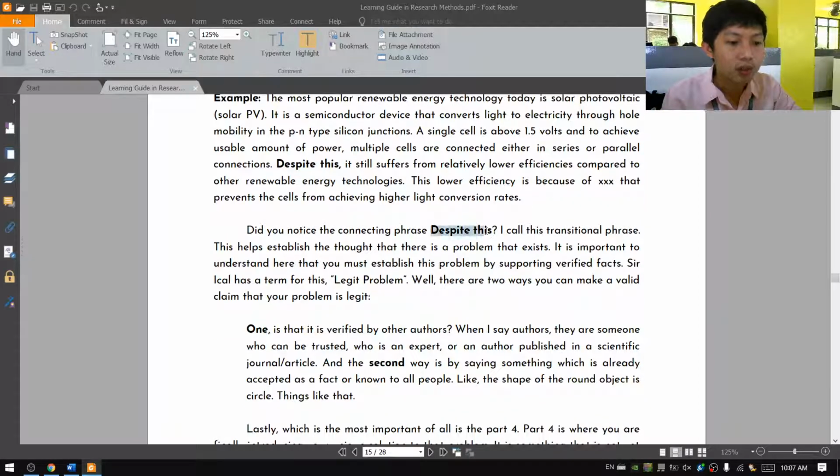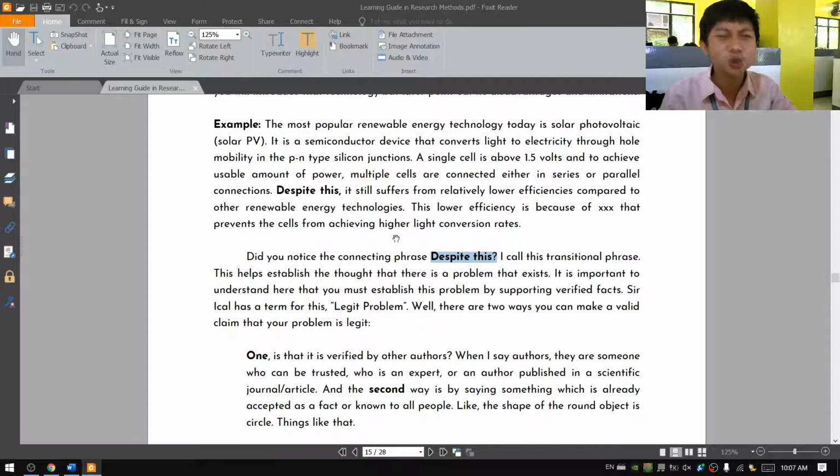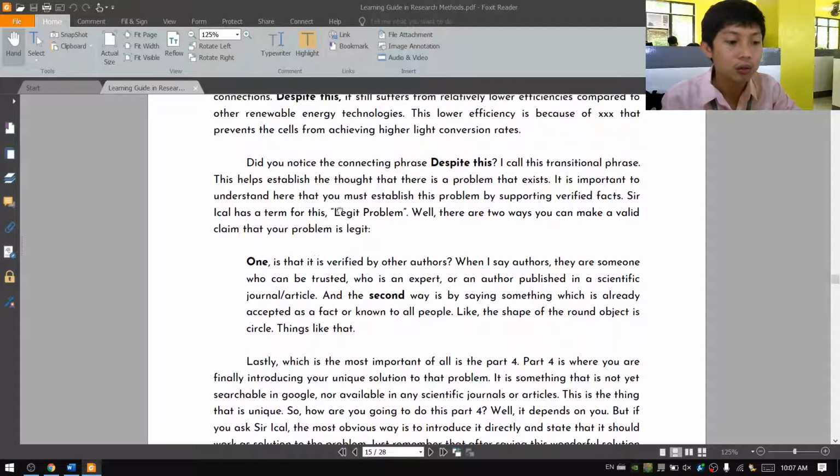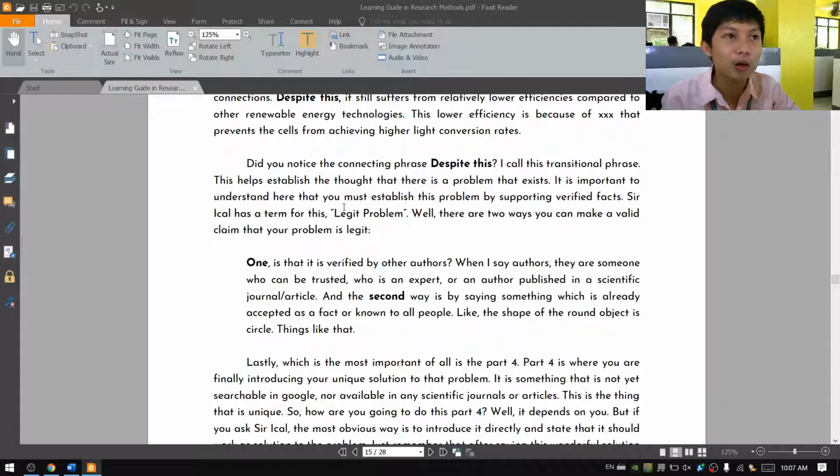That is why I put "despite this", because even if it's very good, even if it's very popular, there is still a weakness or there is still a problem, and that is why you're going to do your research. Obviously, you already know the problem. I call this the transitional phase. This will help you establish that the problem exists. I hope you have read it. This will give you justification to say that your problem is legit.